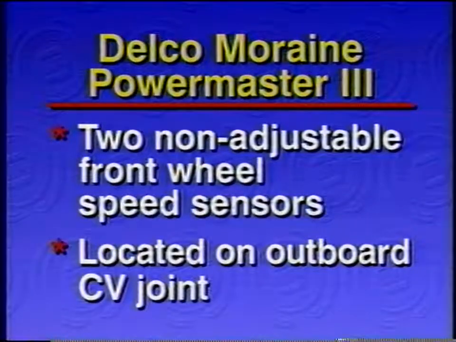The front sensors are mounted on the spindle assembly and are non-adjustable. Like the Delco 6 system, the front sensor ring is on the outboard constant velocity joint. If damaged, the outboard CV joint must be replaced. Now, it's also important to make sure a replacement CV joint assembly has the proper sensor ring for the application.